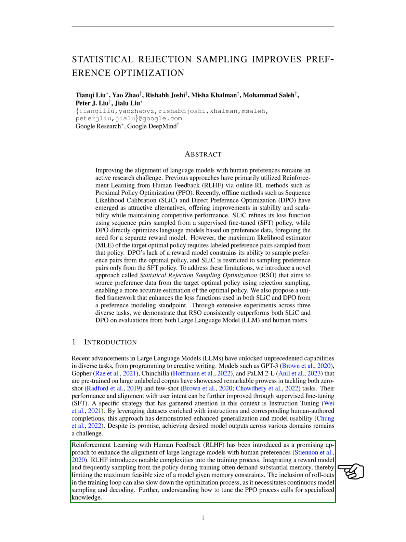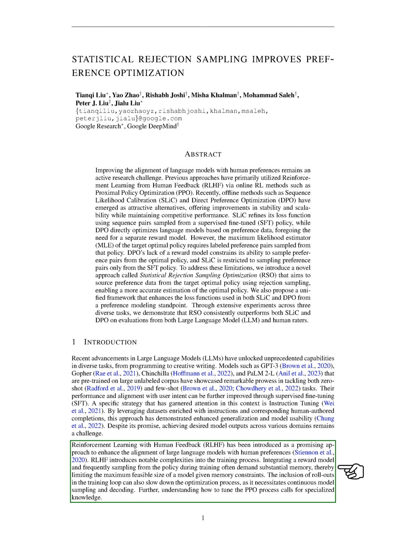To address this, a method called reinforcement learning with human feedback, RLHF, has been introduced. This method aims to better align the large language models with human preferences. However, RLHF introduces some complexities into the training process. For instance, incorporating a reward model and frequently sampling from the policy during training can require a lot of memory, which can limit the size of the model.